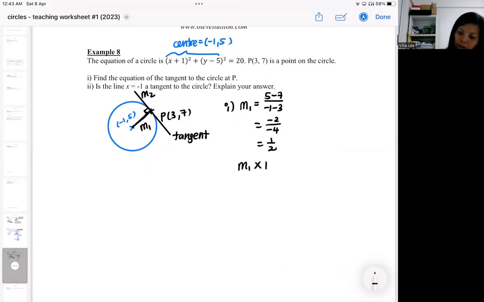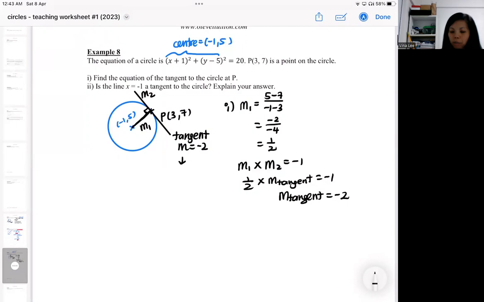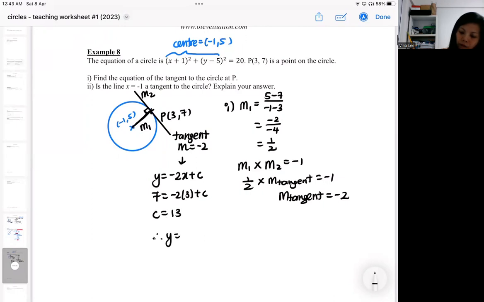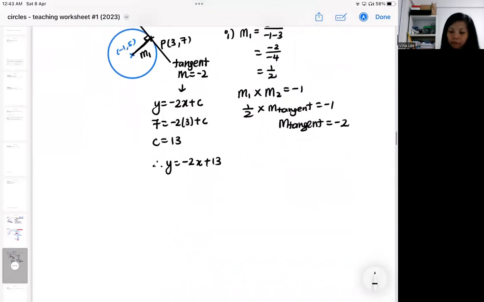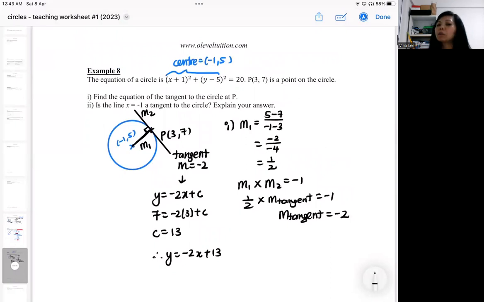So I apply the formula. M2 is the tangent that I wanted. If you apply that, your gradient of the tangent will be minus 2. So this gradient is minus 2. Once you have the gradient and the point, you just do your mx plus c. So that will be the equation of the tangent. It's very repetitive. You realize that you keep using M1 times M2 equal to minus 1 if there is a perpendicular thing.